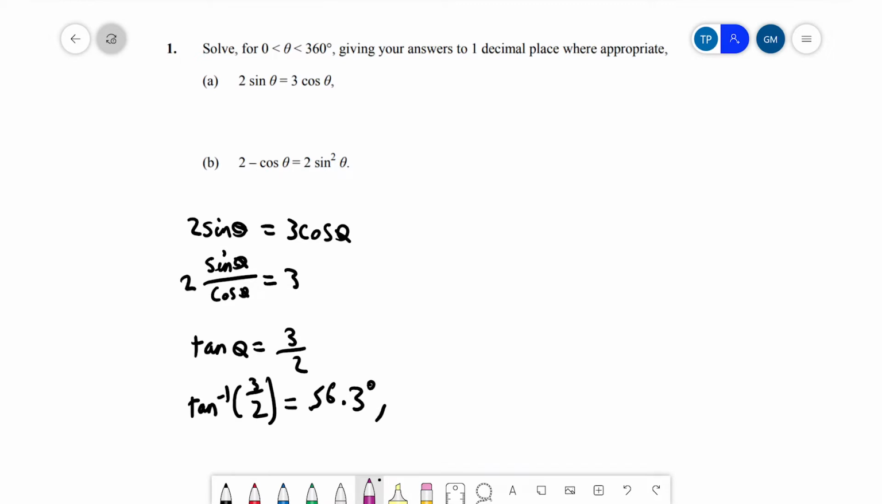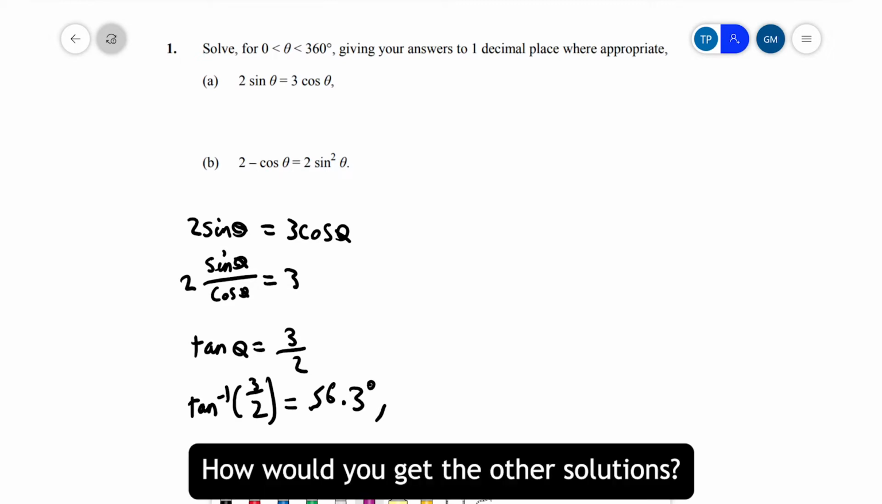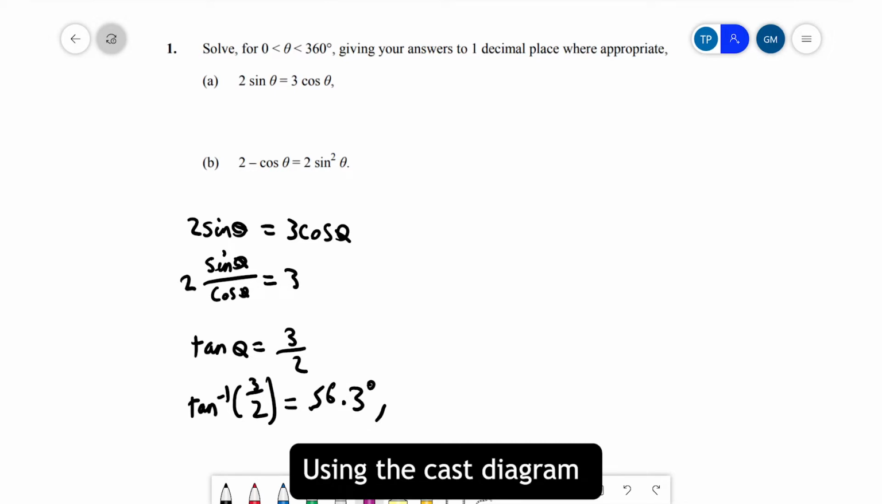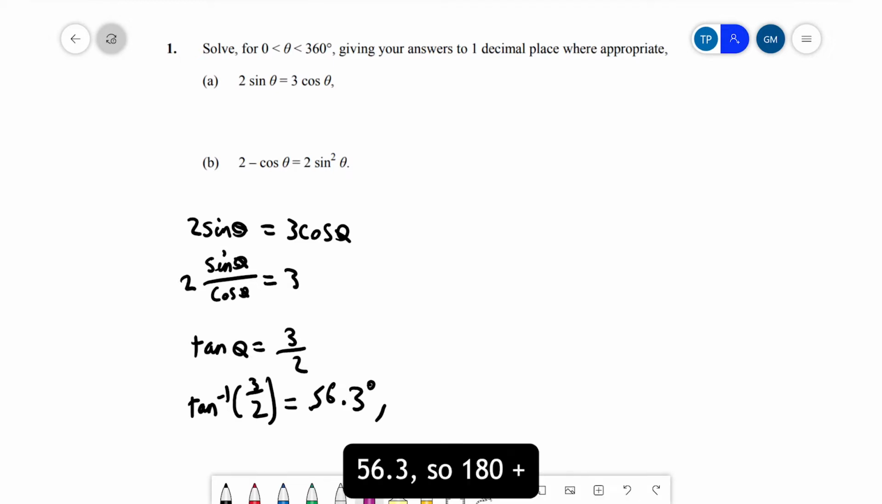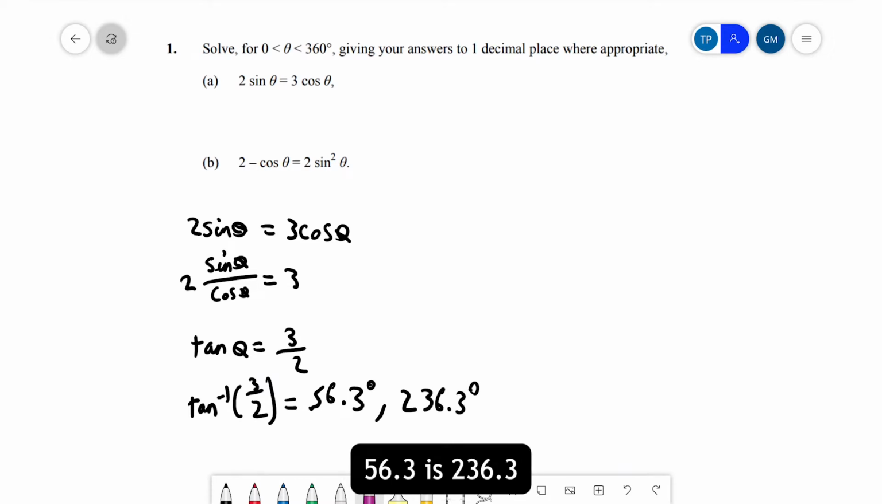So, how would you get the other solutions? Using the CAST diagram, or using the tan rule. Tan plus or minus 180 degrees was the nicest rule, actually, but I'm going to use CAST. 180 plus 56.3 is 236.3, and those are our only two results.